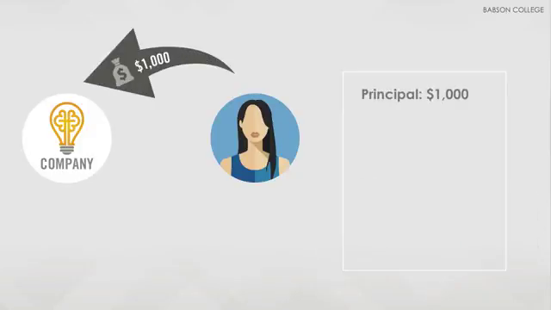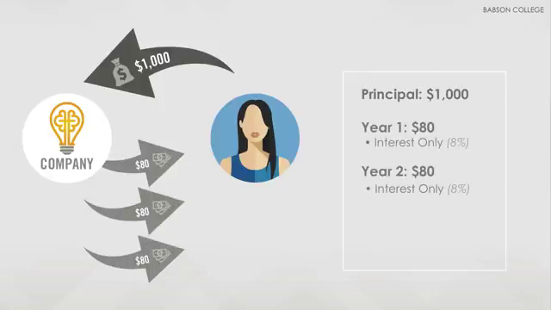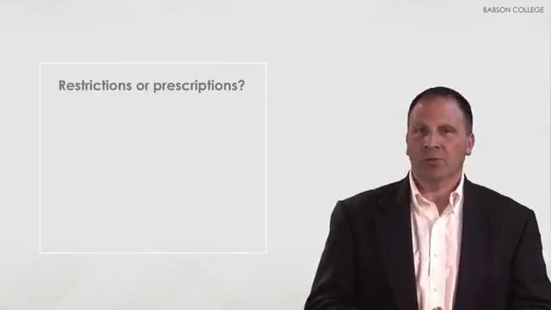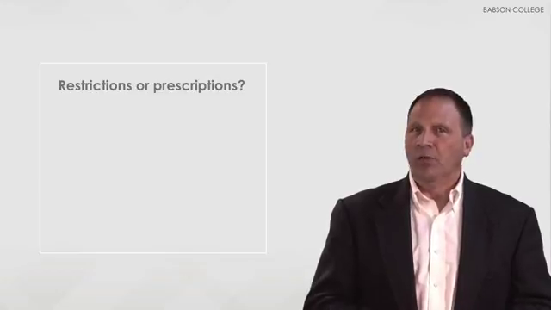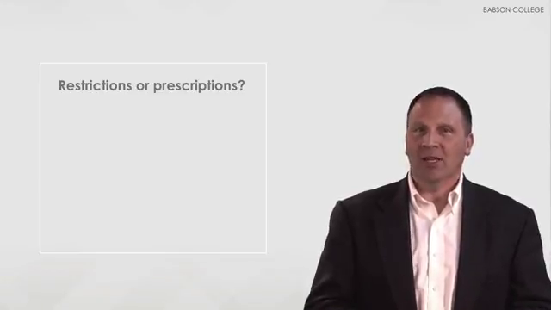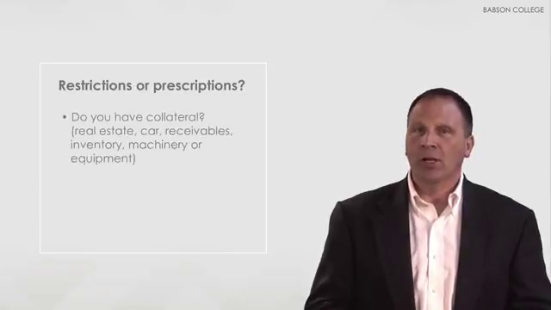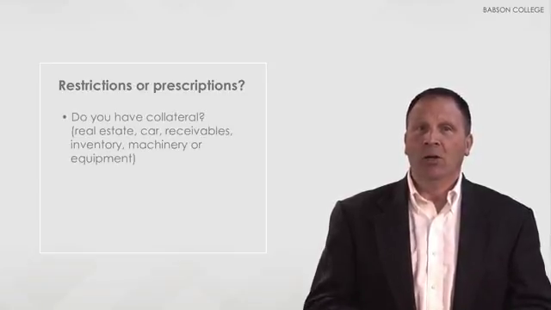You provide $1,000 to the company today, and they pay you $80 of interest each year, then pay you back the $1,000 3 years from today. Seems simple, right? Well, are you going to put any restrictions or prescriptions on the company? If you want the loan to be tied to an asset, in other words, there's collateral pledged to support the loan, then you have to negotiate that now.